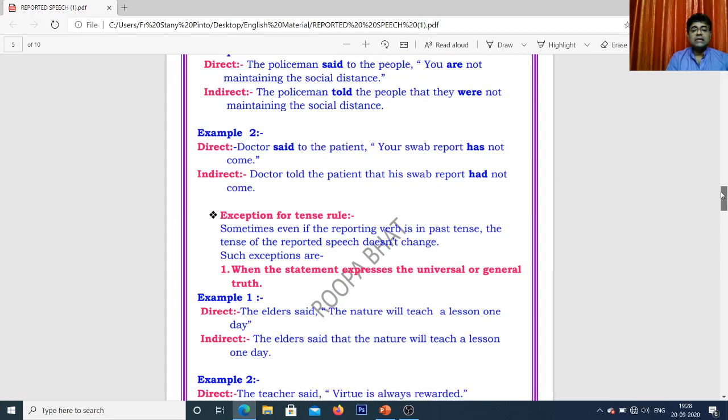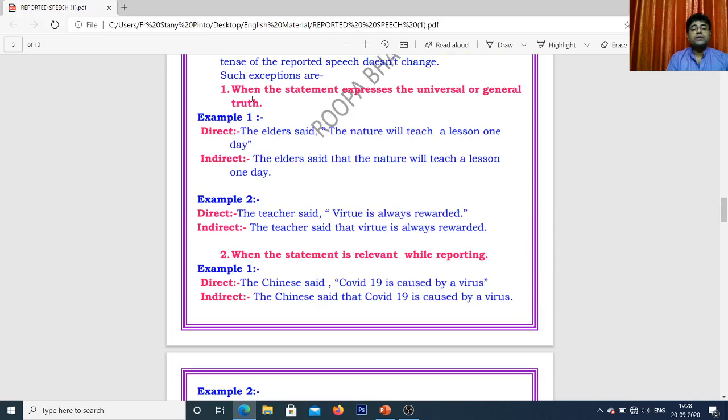For example, here you see, when the statement expresses a universal or general truth, then the tense doesn't change. What is that? The elders said, you see, the reporting verb is in the past tense. According to our first rule, the tense should change. But here it doesn't change. Why? Because what is given is a universal truth or a general truth. Nature will teach a lesson one day. It does not change because it is a general truth.